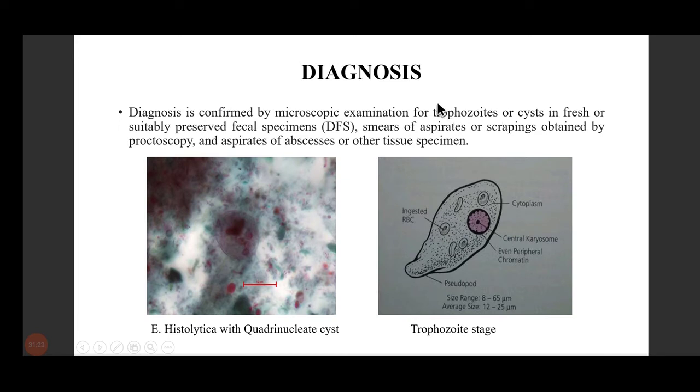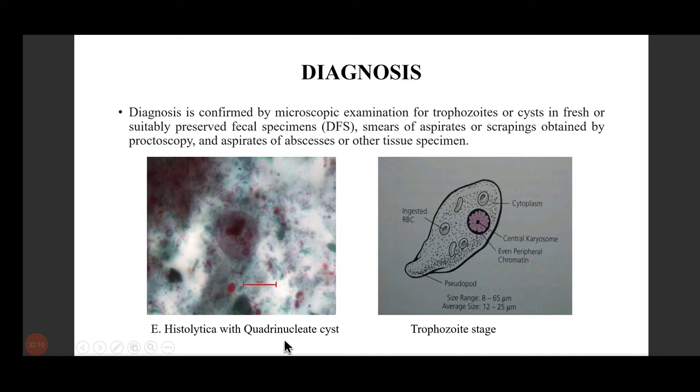So how do we diagnose it? Any dysentery patient, what do we take first? We send it to micro. Good. Stool sample. Okay, so we took a stool sample, and from it we made a smear, which is known as direct fecal smear. Or we can take smears of aspirates or scrapings obtained by proctoscopy or the aspirates of liver abscess.